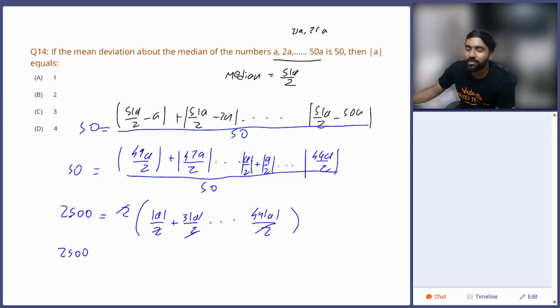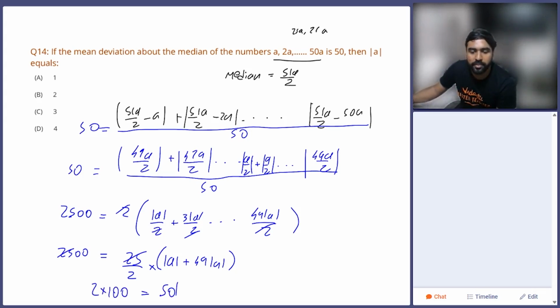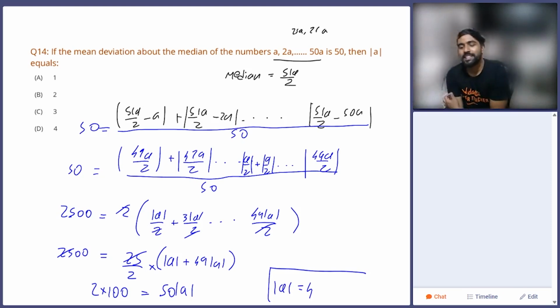And now what I have is 2500 is equal to, total number of terms over here is 25 terms. So that's 25 by 2 into first term plus last term over here, that is mod A plus 49 times mod A expression over here. So this 25 and this 25, I can cancel it out. And I have 100 into 2 equals 50 times mod A. That's 200 divided by 50. Therefore, I can say that my mod of A is equal to nothing but 4.